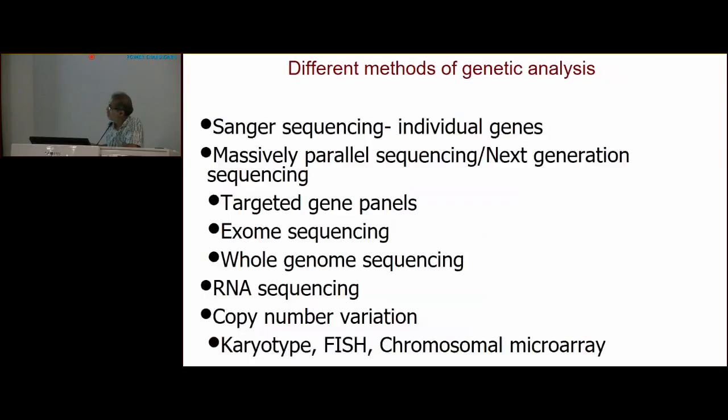What are the different methods? You've got Sanger sequencing, you've got massively parallel sequencing or next generation sequencing. It again comes in 3 flavors: targeted gene panels, exome sequencing, and whole genome sequencing. You could resort to RNA-seq in certain special situations. Although copy number variations are not the majority of the genetic defects in patients, in some cases you do need to look for copy number variations.